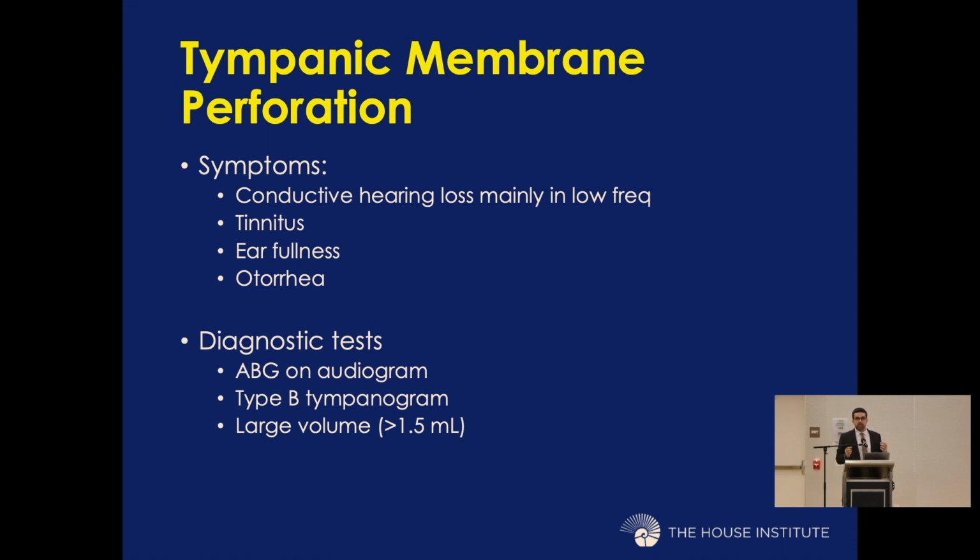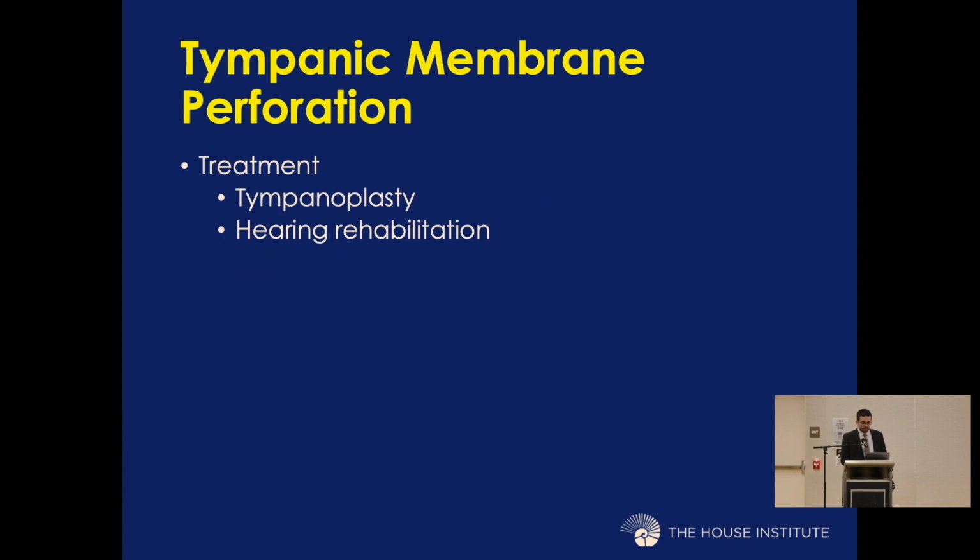One key element to differentiate would be to look at the volume. If you see usually more than 1.5 ml, that's a high likelihood that this is an actual perforation and you're connected to the entire middle ear space and the mastoid space. But if the volume is not that high and it looks a little funky, it might actually be just a retraction pocket and not a true perforation.